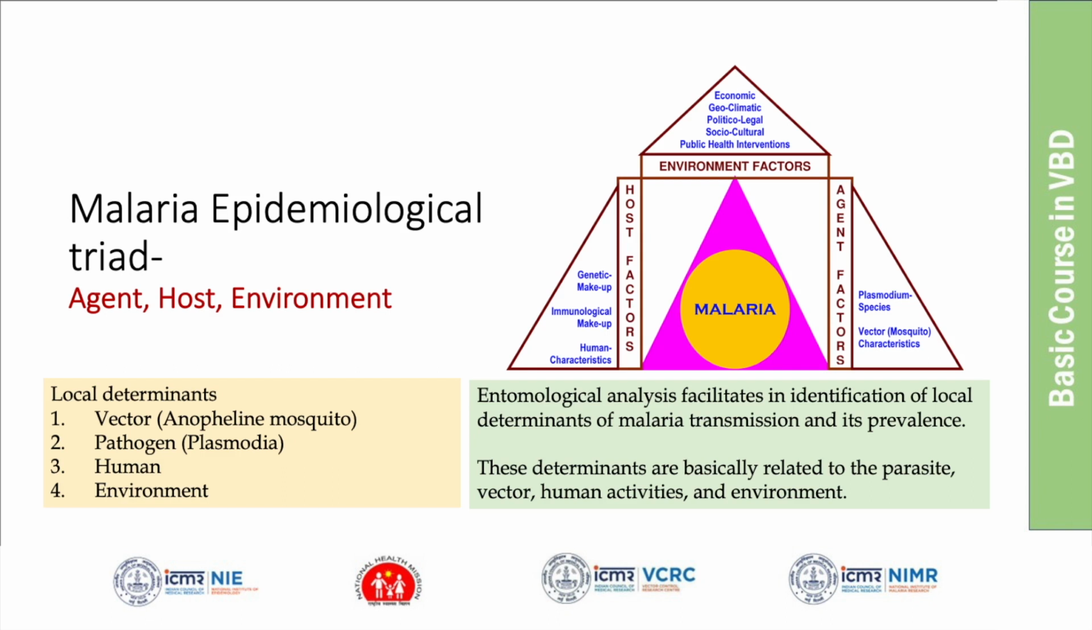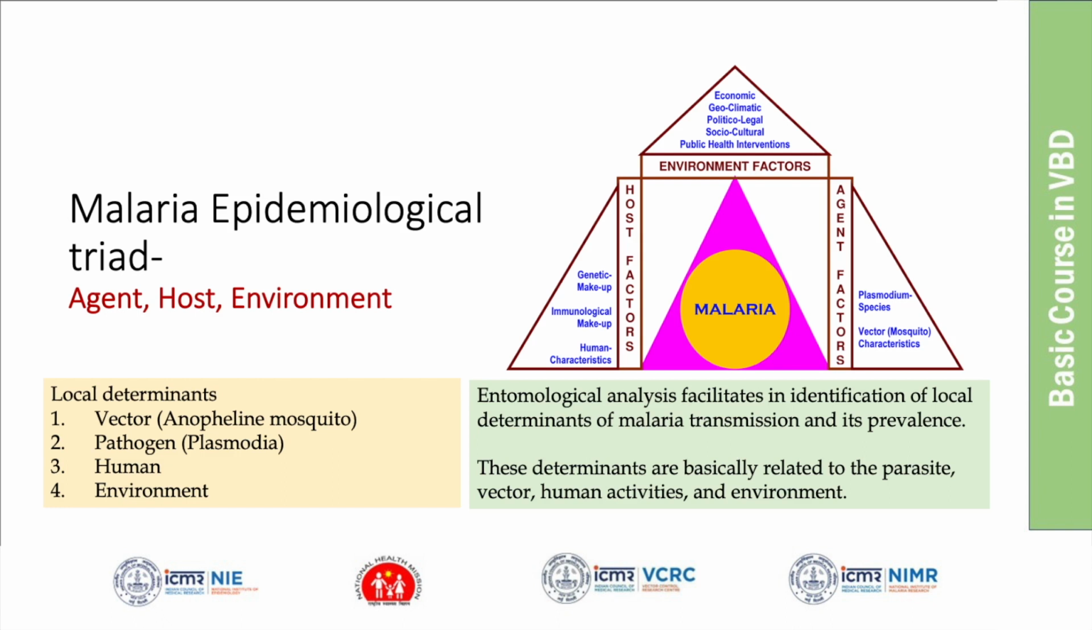And again, if you divide everything, suppose you go for the host, then the host has a genetic makeup, immunological makeup, human characteristics, their education, their age, their income, livelihood, many things come up here. And if you go to the environment, we'll see the economic, geoclimatic, political, legal, socio-cultural, public health intervention, etc. And similarly for the vectors, which type of anopheline mosquitoes are there and which type of parasites are there, so that the vector is able to take more intake, and what are the breeding sites, whether it is a plain area, whether it is a rivulet area or a jungle forest having perennial streams, many things come up there.